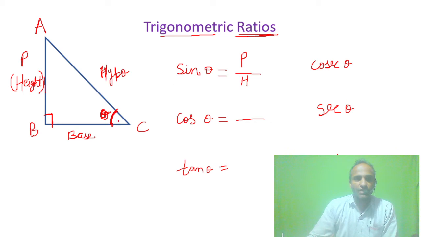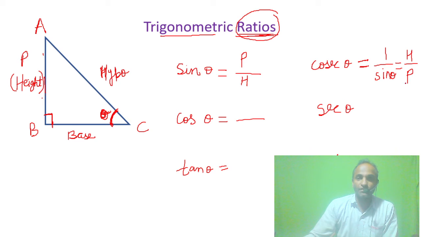So sin theta is the ratio of, as the word ratio indicates, which two sides? Side AB upon side AC. Side AC is the hypotenuse. And what will be cosec theta then? It is the reciprocal of sin theta, 1 upon sin theta. So it will be hypotenuse upon perpendicular, that is height, the opposite side.